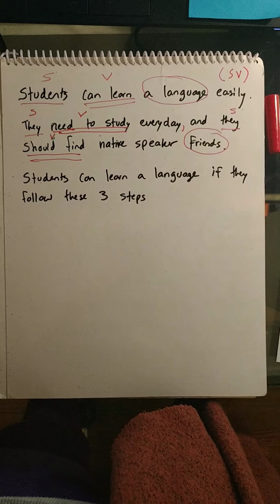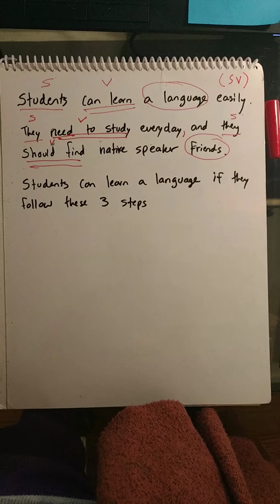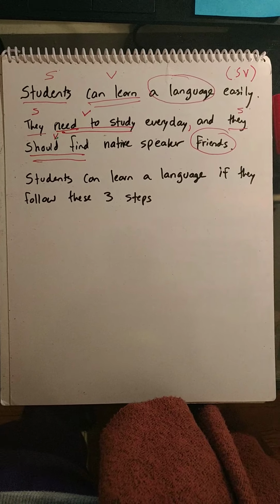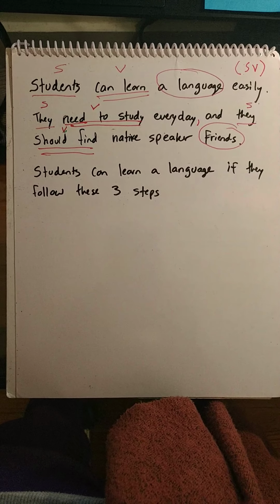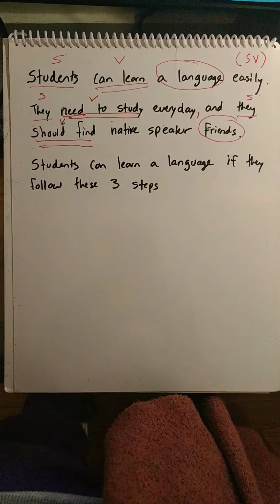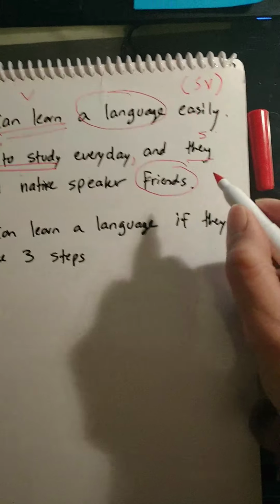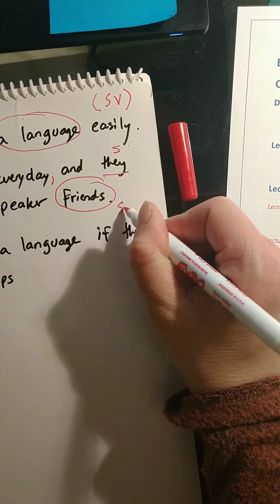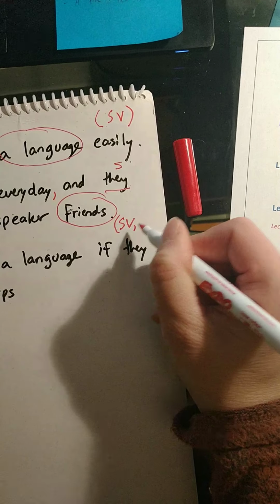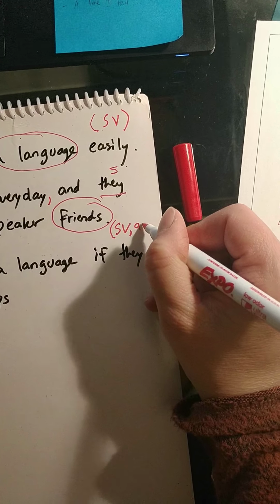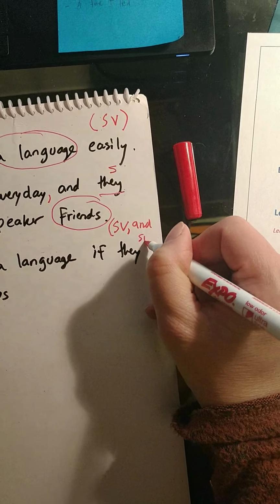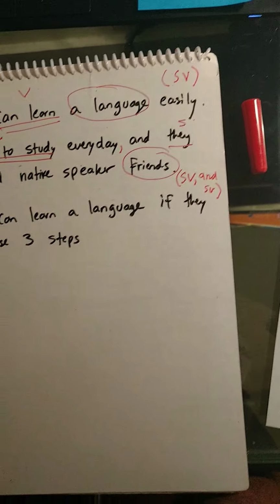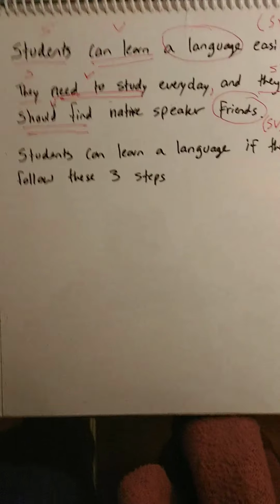Okay, so here we have an example. If we were in class, I would ask you, what kind of sentence is this? And hopefully you would say compound sentence. So the pattern, SV, comma, and SV. That would be the pattern of sentence number 2.